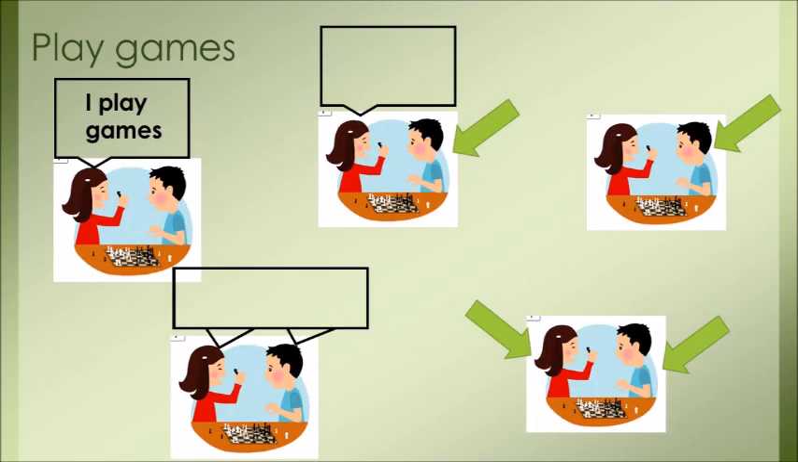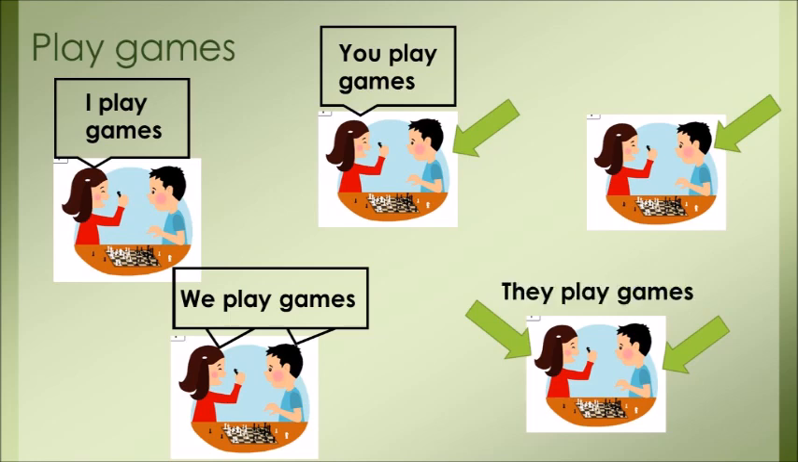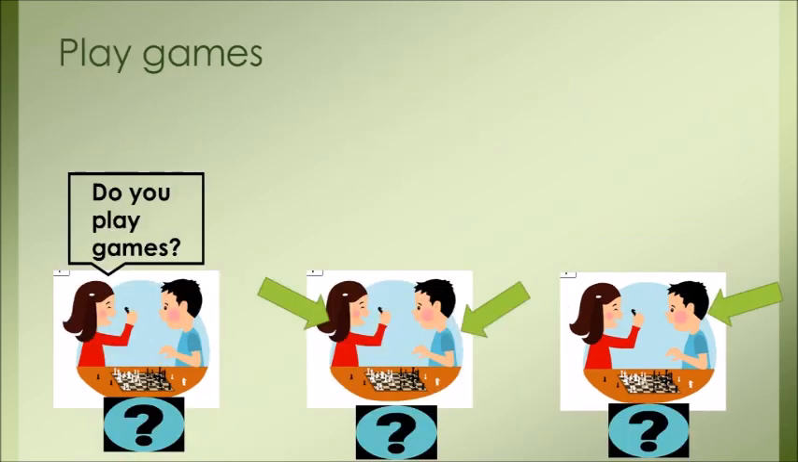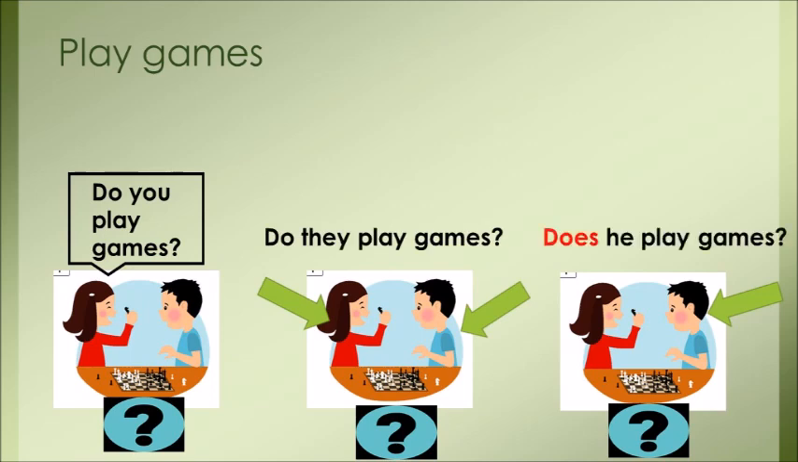Play games. I play games. You play games. We play games. They play games. He plays games. Do you play games? Do they play games? Does he play games?